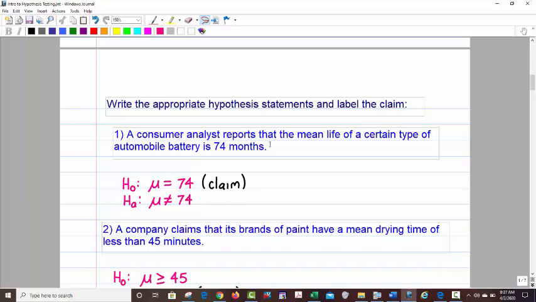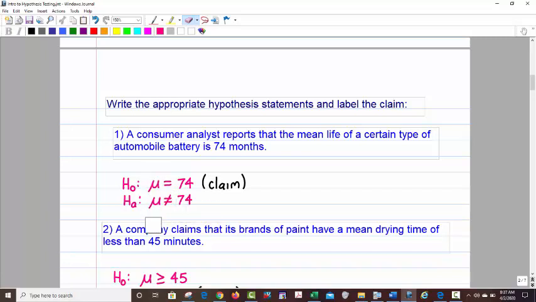A consumer analyst reports that the mean life of a certain type of automobile battery is 74 months. All right, so I would look at this and think, is means equal. By definition, those three pairs we showed before, "is" means equal. Equal has to be an H0. So H0: mu equals 74, that's the claim. And then by definition, it automatically pairs up with Ha: mu not equal to 74.